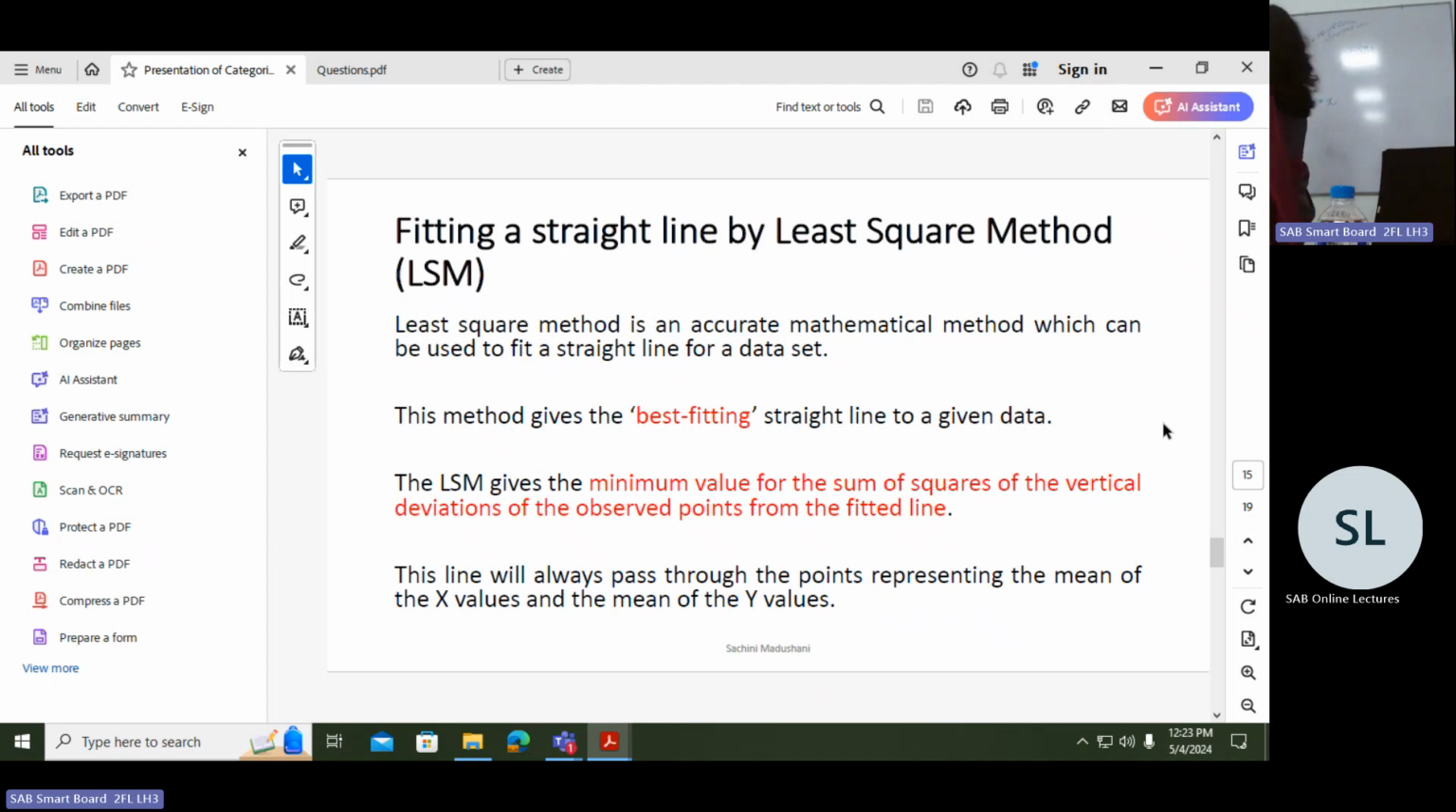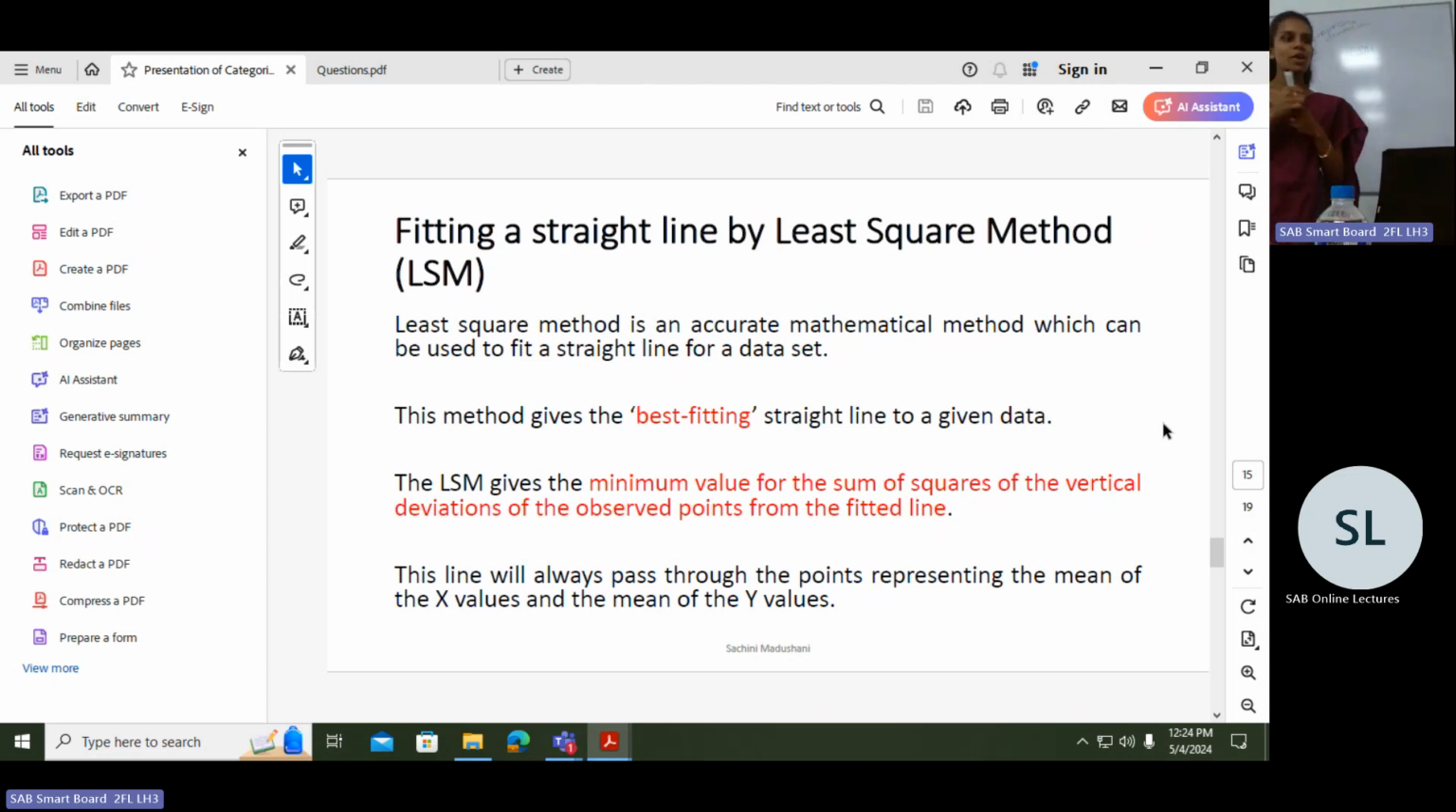Then take the y, this we call y hat. Y represents the actual y value. Y hat means the estimated y value. This is the y, this is the y hat. This is also y, this is the y.